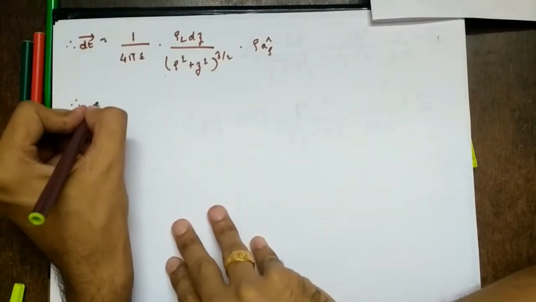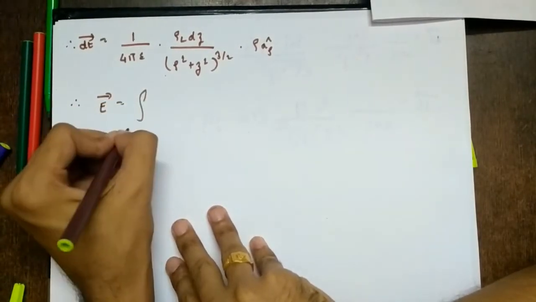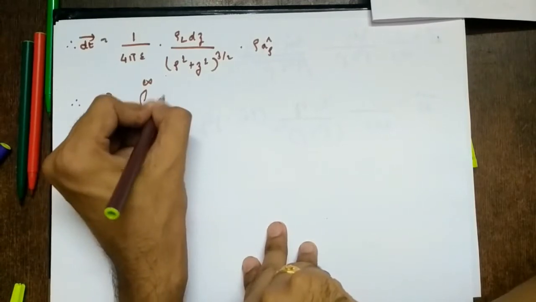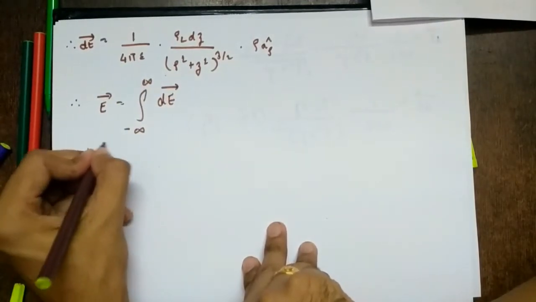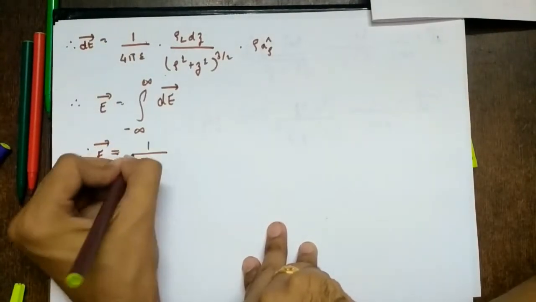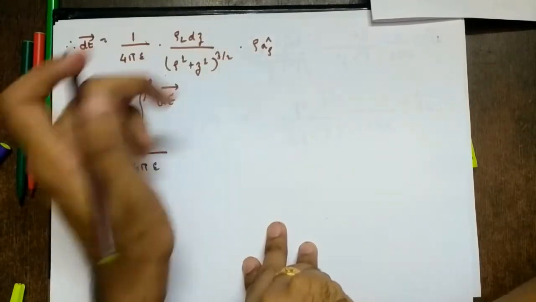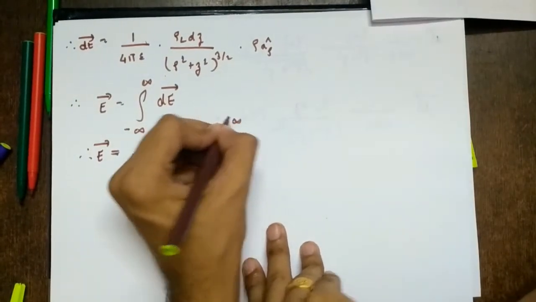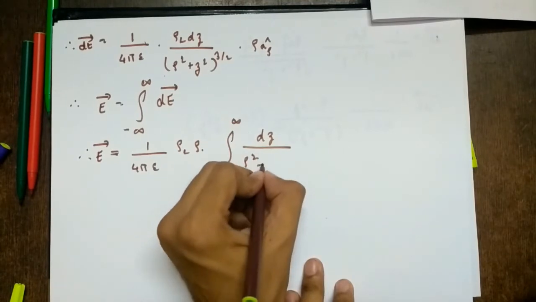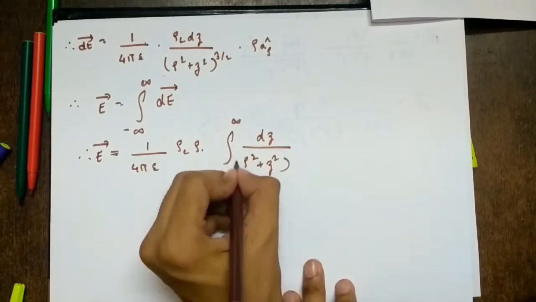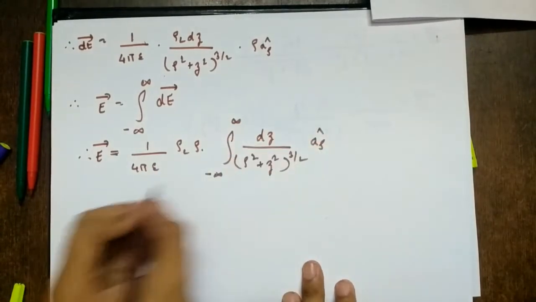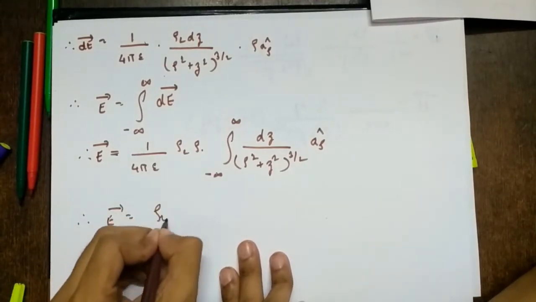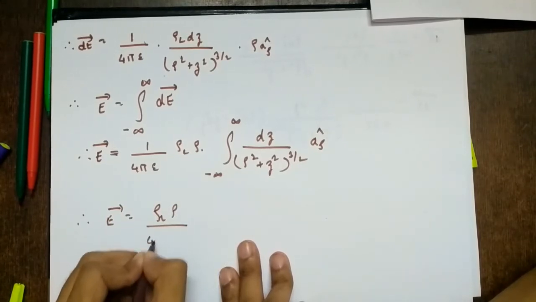Therefore the total electric field intensity E vector is equal to the integral from minus infinity to plus infinity of dE vector. So E vector equals, what will be constant? 1 by 4 pi epsilon is constant. Next, rho L and rho will be constant, because dz is the variable. So the integral from minus infinity to infinity of dz upon (rho square plus z square) raised to 3 by 2, a rho cap. We just have to solve this integral and we will get our answer. Therefore E vector equals rho L into rho upon 4 pi epsilon.